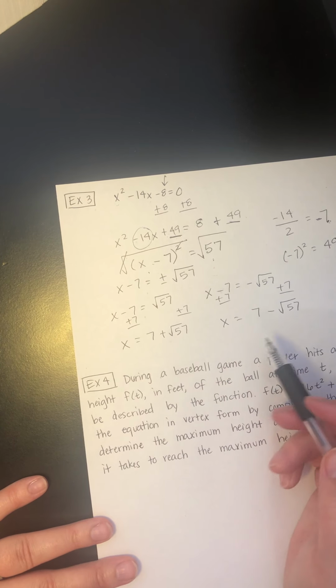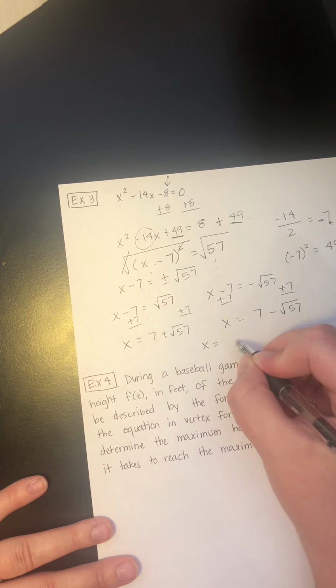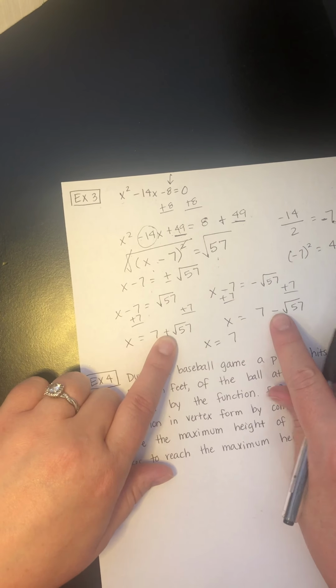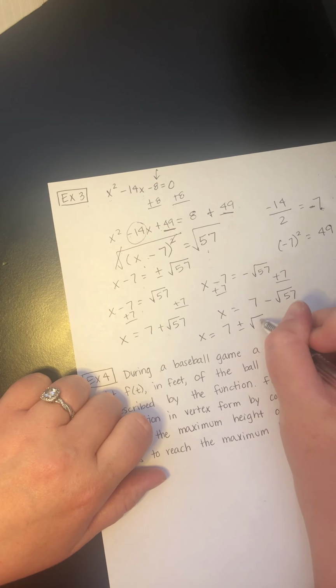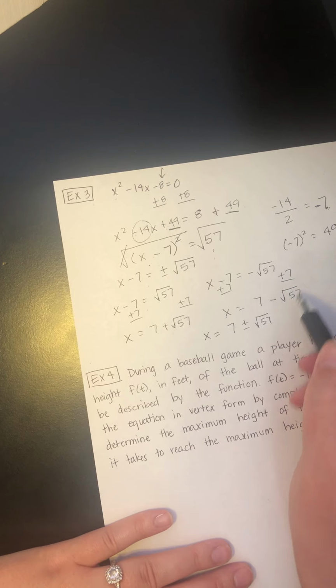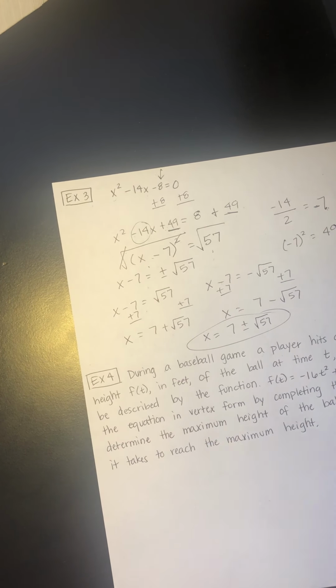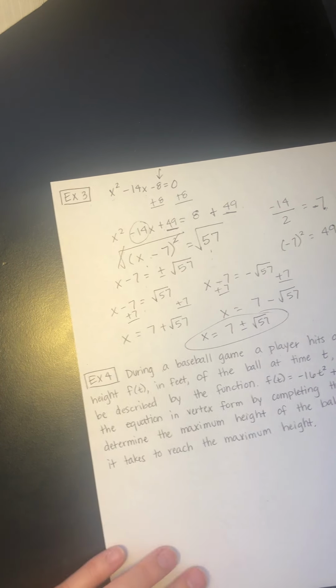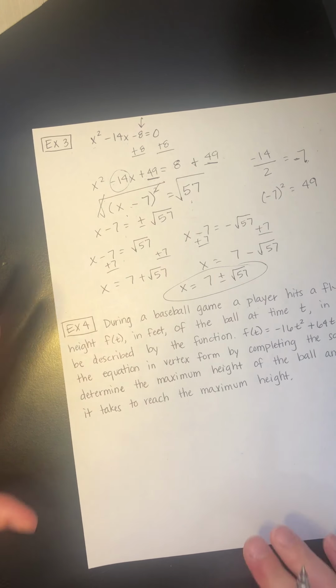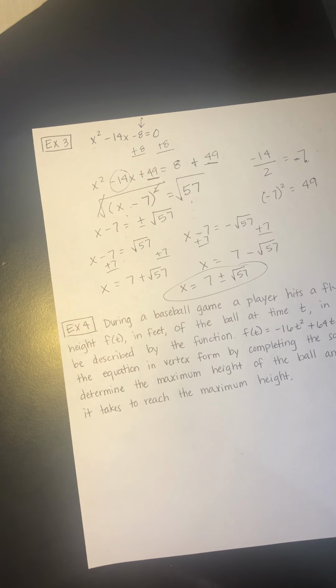You can leave it written like this. Another way you could do is x equals 7 plus or minus the square root of 57. Either way is correct to write it. This just takes up a little bit less space and time. So now, we completed the square and we solved for x.